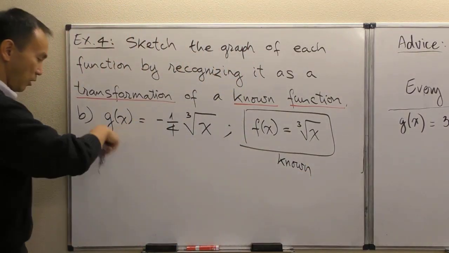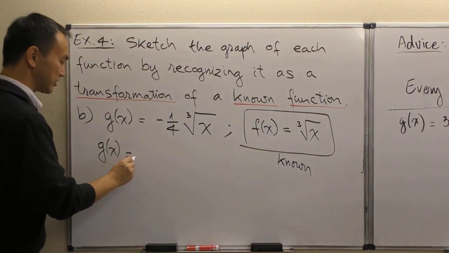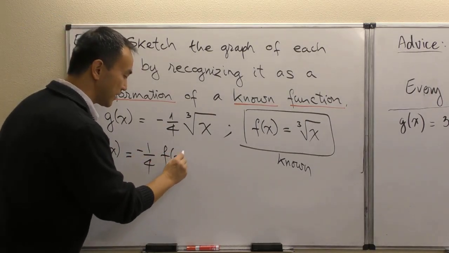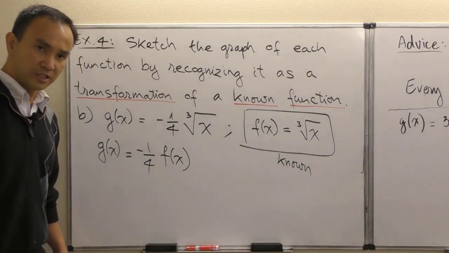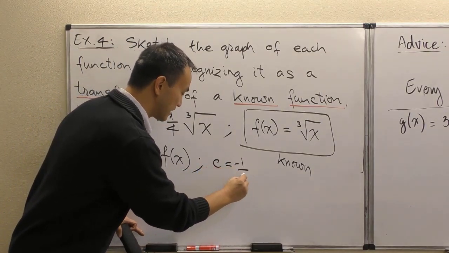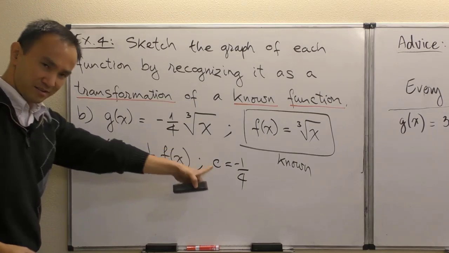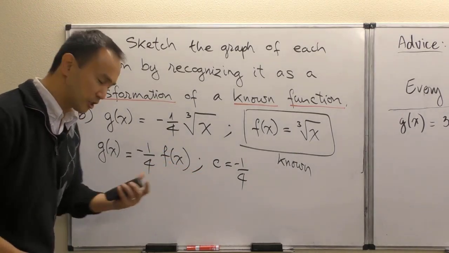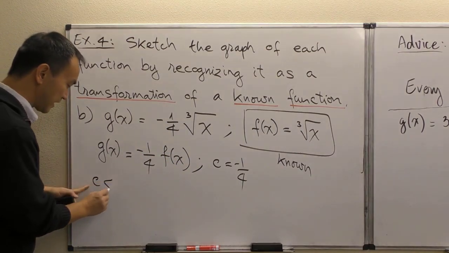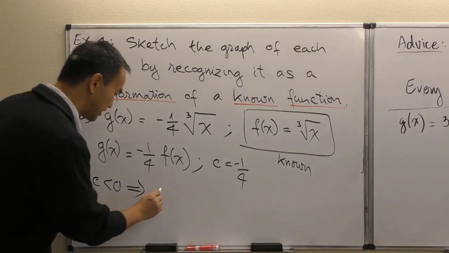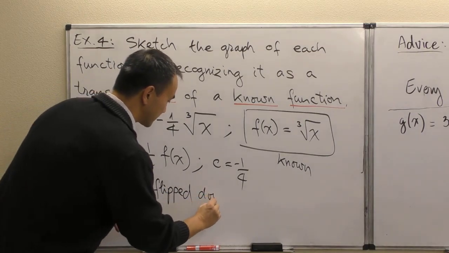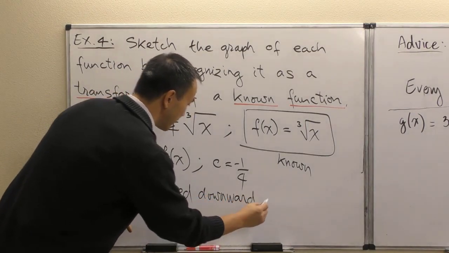So now I see this overall function g of x as simply a constant coefficient c, negative 1/4, times the known function f of x. That's how I'm seeing it. So I have all the tools I need now. The c here is negative 1/4. Since c is negative, I'm expecting the graph of the transformation to be flipped downward.